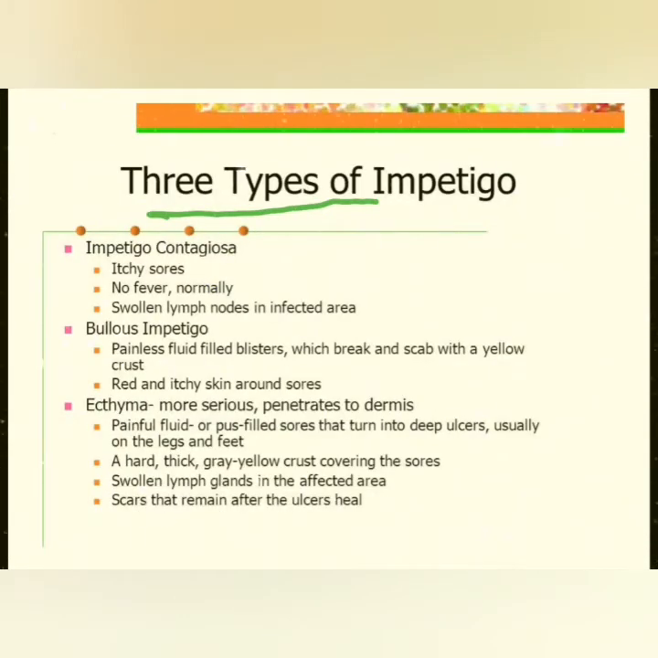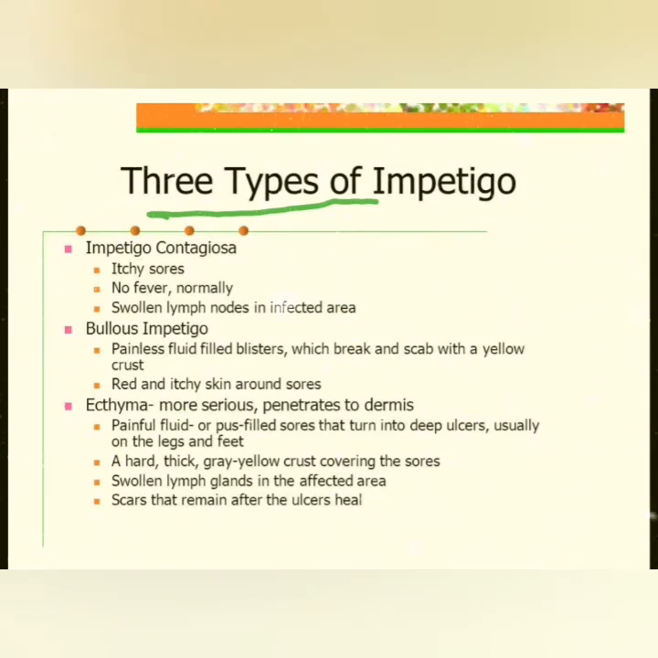Next are the types of impetigo: impetigo contagiosa, bullous impetigo, and ecthyma. These are the three types. In impetigo contagiosa, you can find itchy sores, there is normally no fever, and along with that you can see a swollen lymph node in the affected area. Bullous impetigo has painless fluid-filled blisters which break and scab with a yellow crust, with red and itchy skin around those sores.